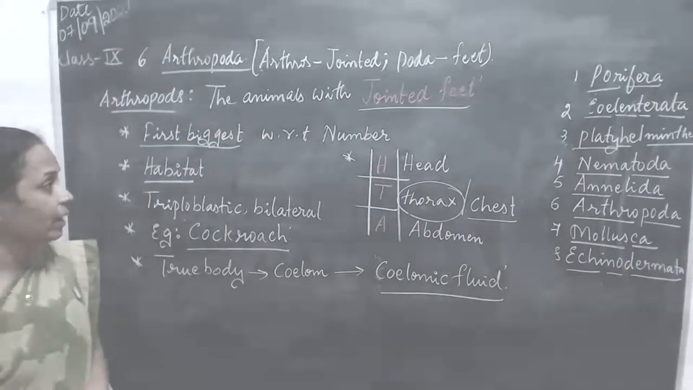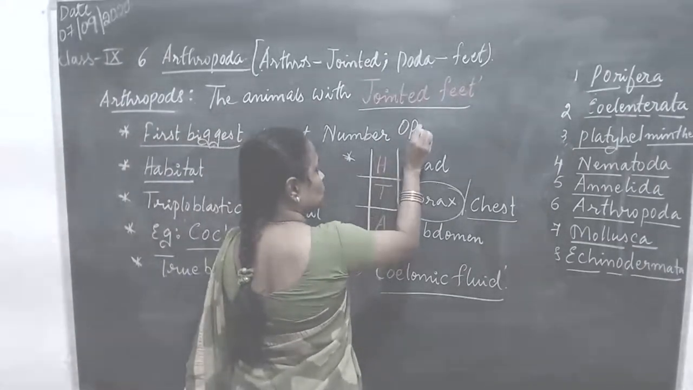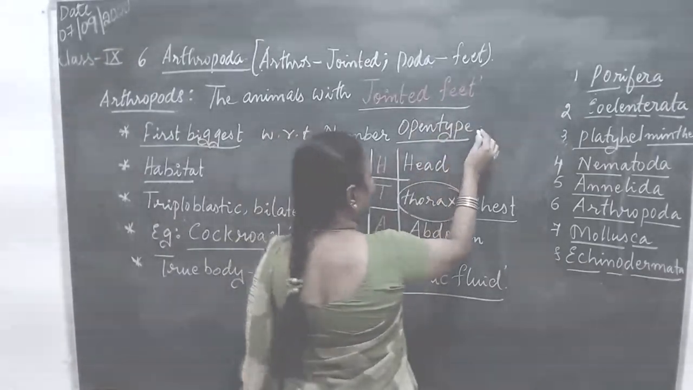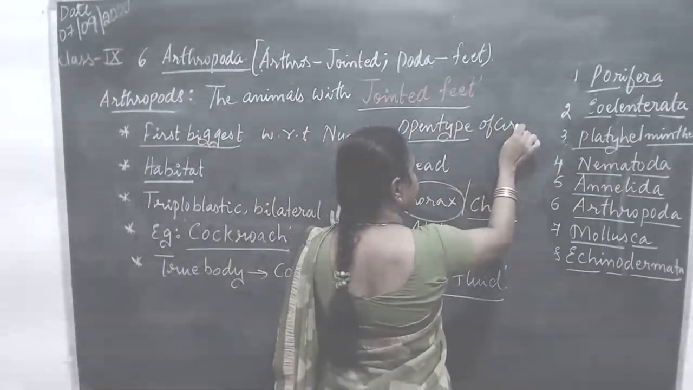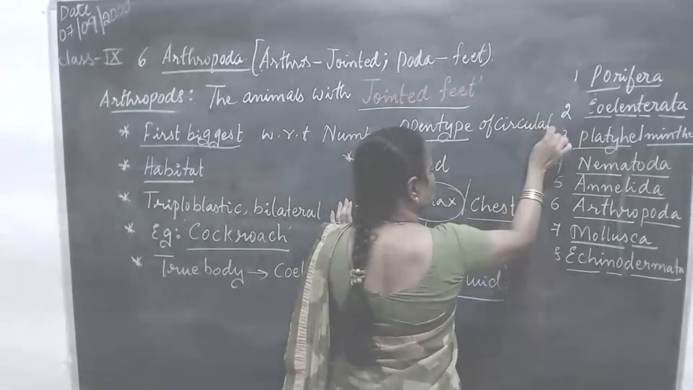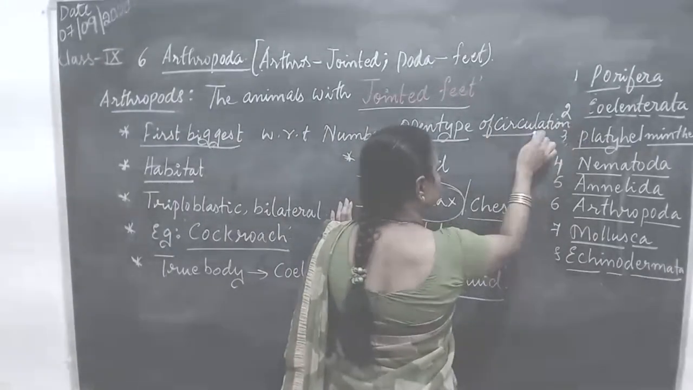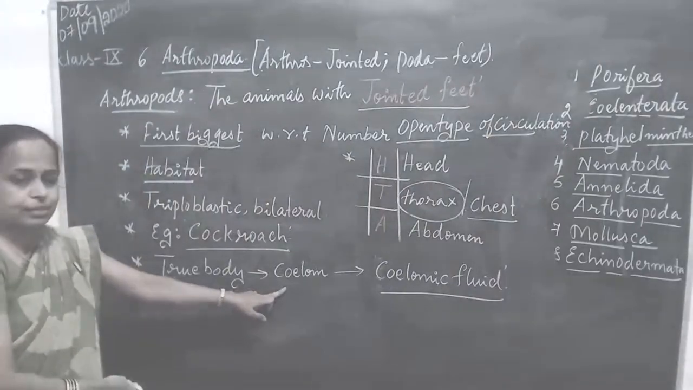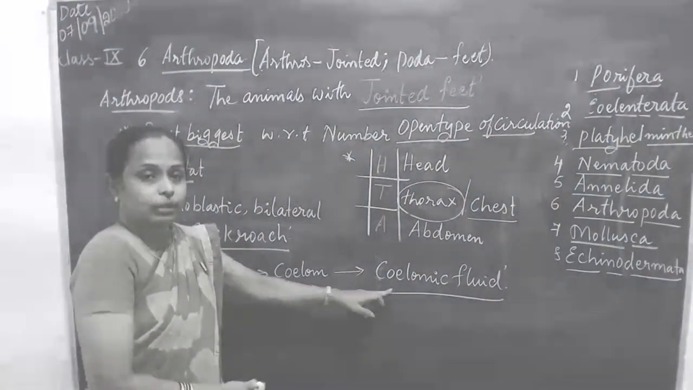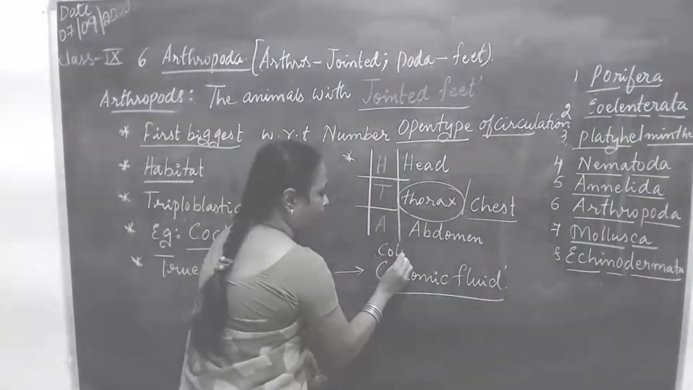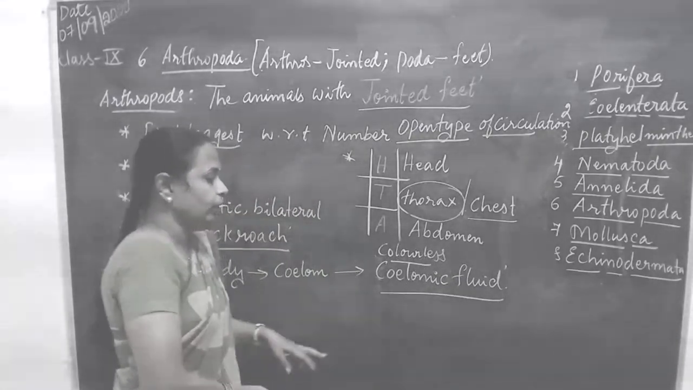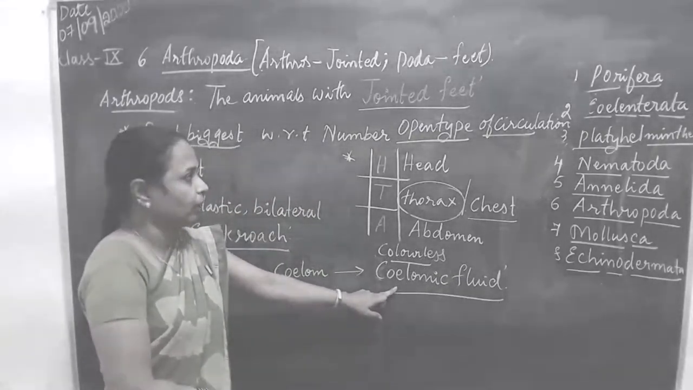So with the organism, we are coming across a new word, open type of circulation. You need to remember the body cavity is termed as coelom. It is filled with a colorless fluid, and that colorless fluid is termed coelomic fluid.